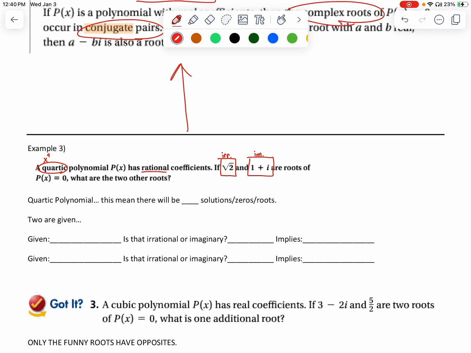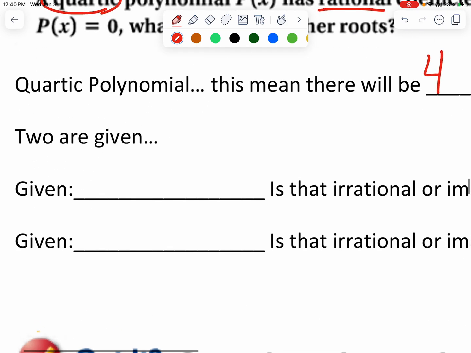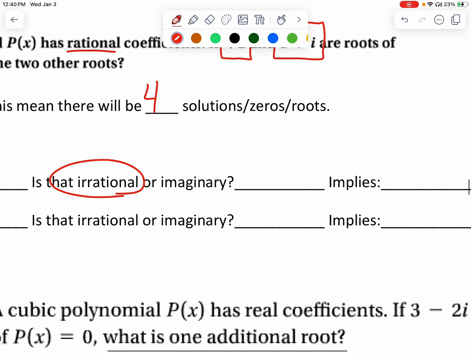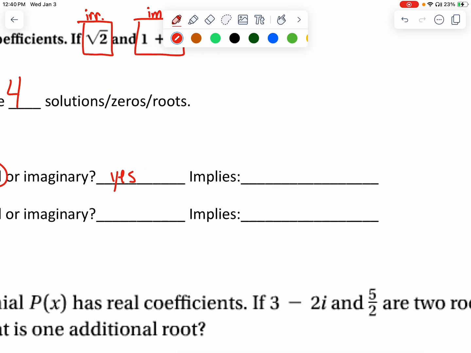So here's what we're going to say. Quartic polynomial, that means there's going to be 4 solutions. You were given that the square root of 2 was a root. Is that irrational? Yes, it is. Okay, so I will write yes because it says "is it," and we'll say yes, that's irrational. So what does that imply? It implies that the negative square root of 2 is an additional root. It's another answer. It's an additional root.